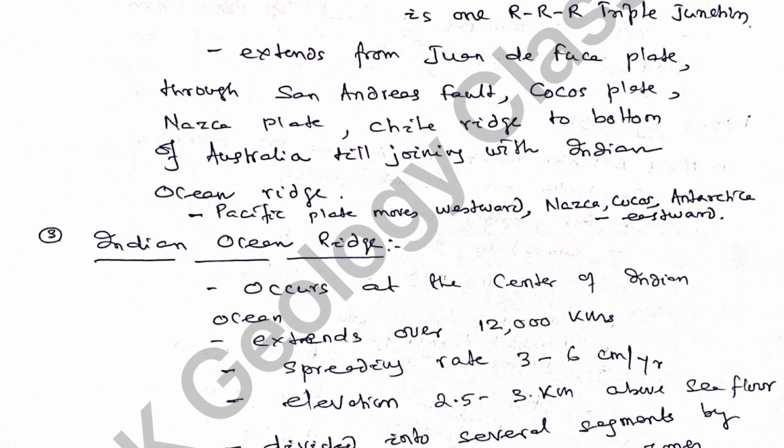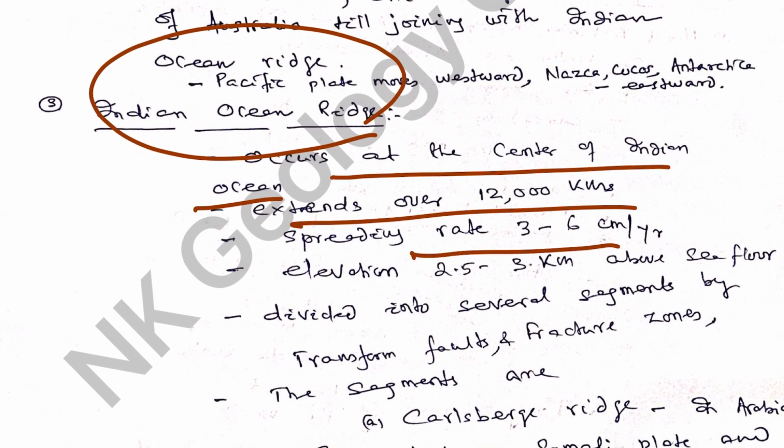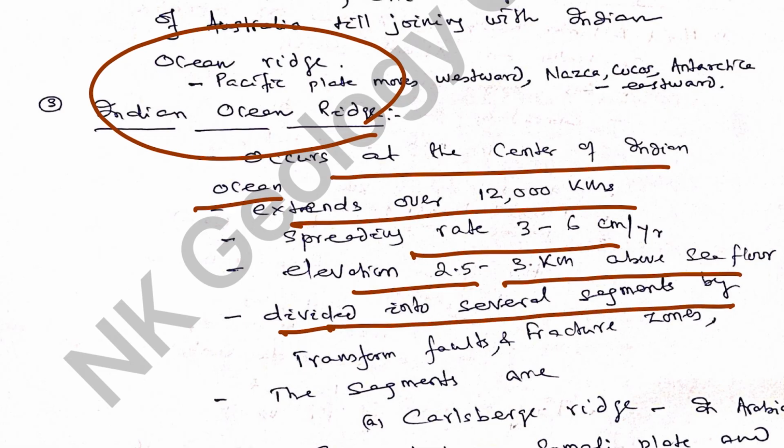Then the Indian Ocean Ridge. It is a very long ridge present in the Indian Ocean, parts in the Arabian Sea. So it occurs at the center of the Indian Ocean. It extends over 12,000 kilometers. Spreading rate is slow, 3 to 6 centimeters per year. Elevation is 2.5 to 3 kilometers above the sea floor, divided into several segments by transform faults and fracture zones.